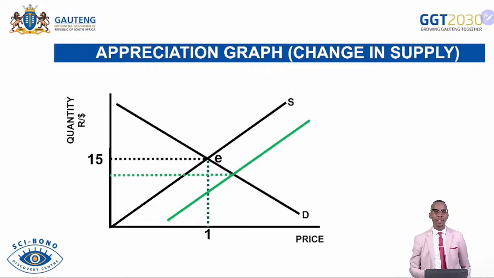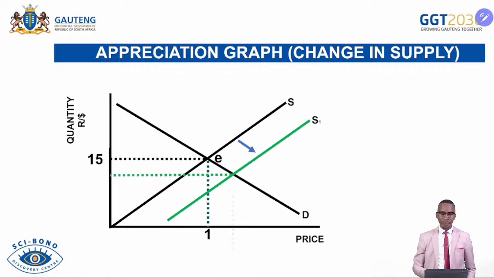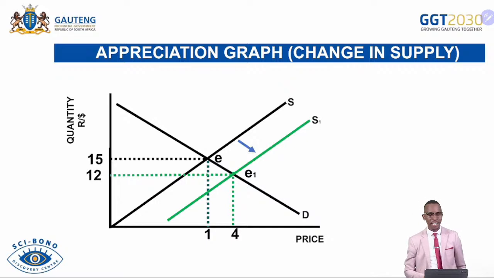So the supply of South African rands is increasing. As the supply increases, what will happen? We move from S to S1, and then the quantity supplied will increase now from 1 to 4. So we come across the new equilibrium, which is E1. And then what happens? Our rand appreciates from 15 to 12. That means now we can pay less to afford a single dollar.